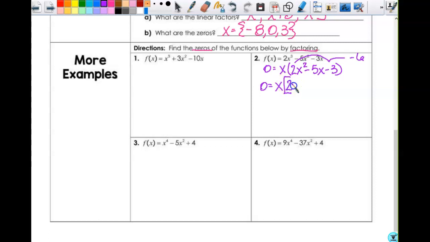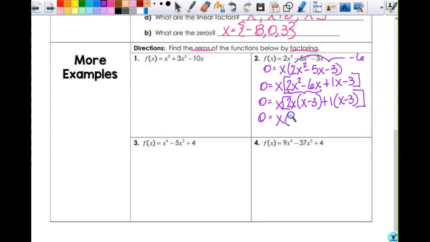So I'm going to have 2x squared, and then I'm going to split this up. -6x plus 1x, minus 3. I don't guess I need brackets yet either. So then now I'm going to do my little grouping here. So this gives me 2x. This leaves me with x minus 3. Then I get plus 1 times x minus 3. So 0 equals x times 2x plus 1 times x minus 3.